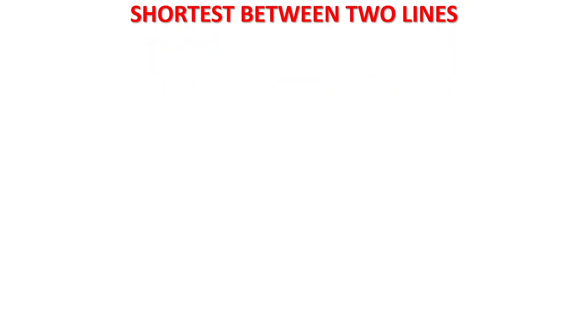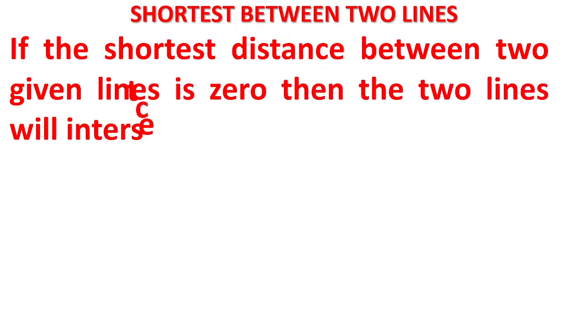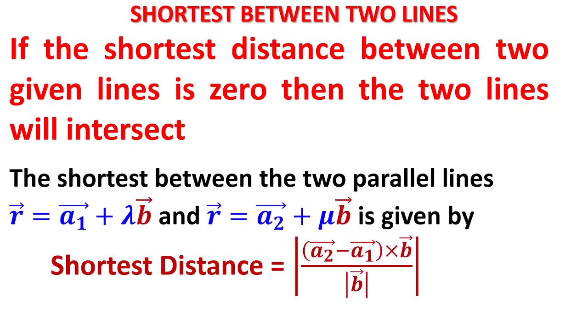Now let us go to a question, very simply. Before we go for that, if the shortest distance between two given lines is 0, then the two lines intersect. Therefore in the exam, they may ask you to find the shortest distance and hence find whether the lines intersect or not. If you get the shortest distance as a non-zero number, they don't intersect. And suppose in the exam they ask you to find the shortest distance between parallel lines. What is the meaning of parallel lines? For the first line it is lambda b, for the second line also it is mu b. Their direction ratios are equal. Only A1 and A2 will change.